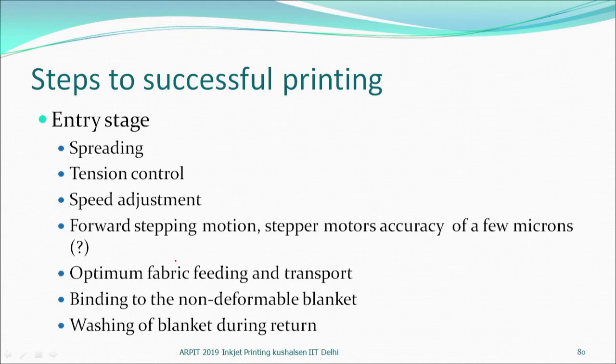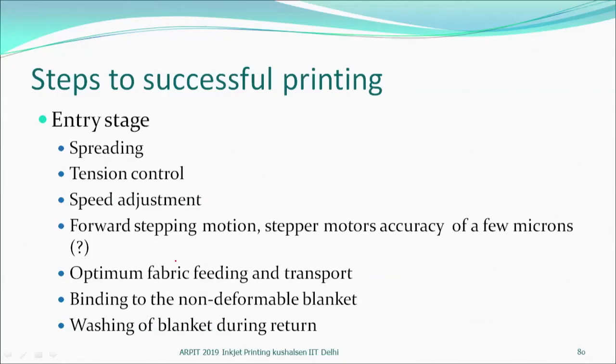So, optimum fabric feeding and transport is an important thing. Also, there may be a conveyor blanket where the fabric is glued, so that it does not change its position during the printing process, because then all accuracy will be finished, digital or not digital. After the fabric has been printed, it will be removed from the blanket. The blanket, when it comes back in the return, may have to go through some washing sequence to clean any gum, so that the next time the gum is again applied and you again stick the fabric.